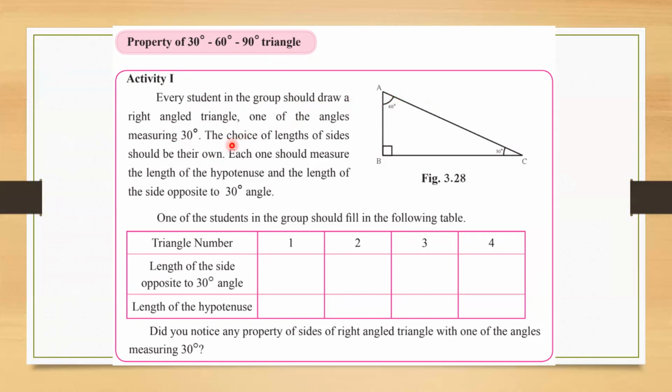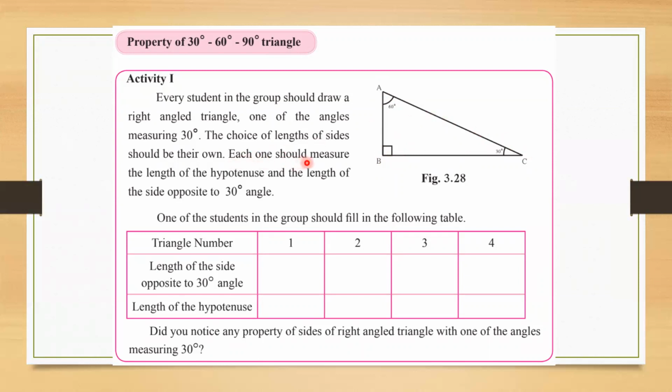The choice of lengths of sides should be your own. So the lengths of the three sides of the triangle can be anything. What is the only restriction? One angle should be 90 degrees, other angle should be 30 degrees, so the remaining angle will be 60 degrees. Only that is the restriction. But the lengths that you take can be anything.